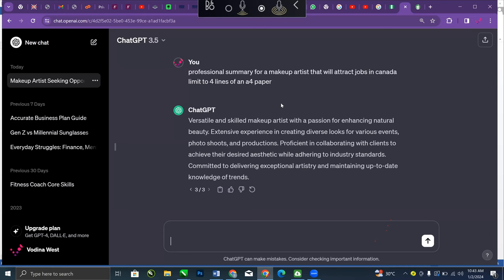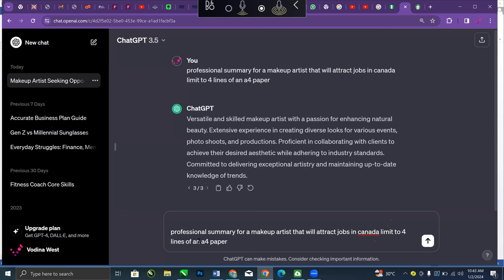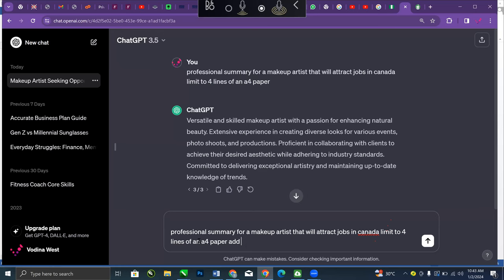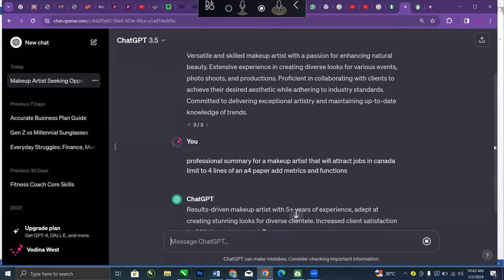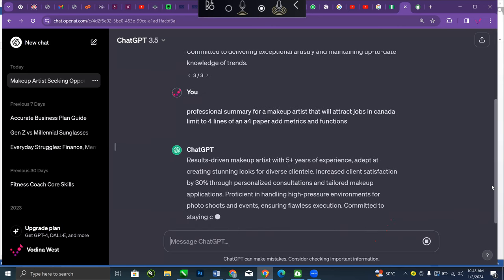Even if you ask ChatGPT, let me copy this same professional summary for a makeup artist. I'm going to copy the same thing we asked ChatGPT before. Then I now say, add metrics and functions. Okay? Add metrics and functions. Even ChatGPT can help you create them.